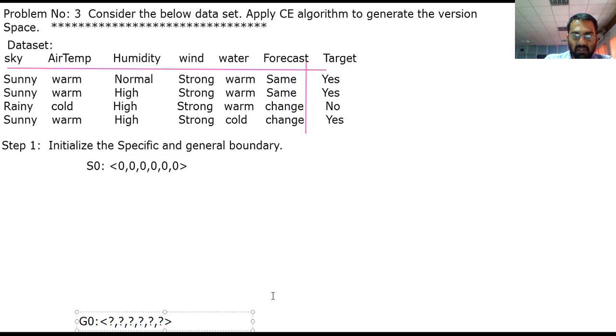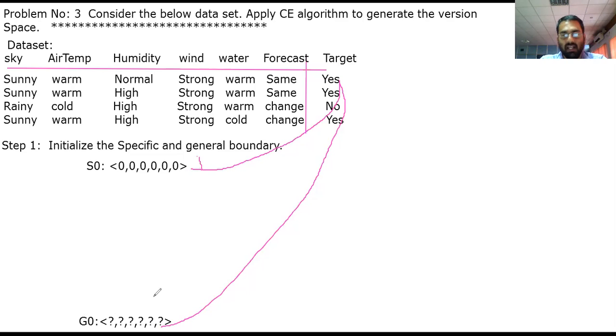As I have explained to you in the last class, first we have to take the first instance x1. We need to apply x1 to the specific boundary and apply x1 to the general boundary. In the specific boundary, we have to apply Find-S algorithm, whereas in the general boundary, we have to check for consistency. If it is consistent, you keep it. If it is inconsistent, we have to apply the negation operation. Based on the negation operations, we have to work on this algorithm.